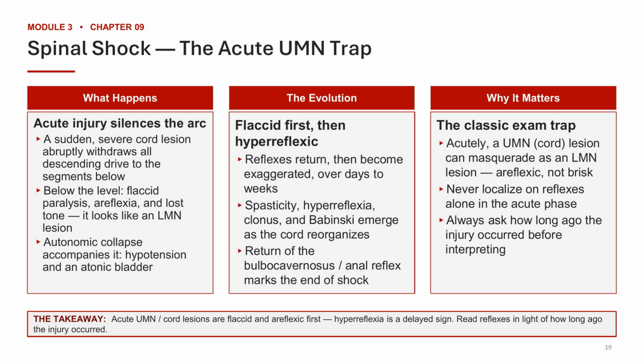Why it matters is simple. If you examine a patient in the first hours after a cord injury and localize by reflexes alone, you will call an upper motor neuron lesion a lower motor neuron lesion. In the acute setting, the level of injury is established by the sensory and motor examination, not by reflexes, which have not yet declared themselves.